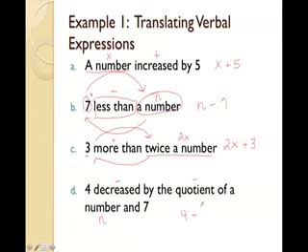Well, let's put this in parentheses. Let's say the quotient of a number and 7. So that's going to be my number divided by 7. Now, you don't necessarily have to put it in parentheses because division comes before subtraction, but I like putting it in parentheses just so I don't get myself confused. Okay?